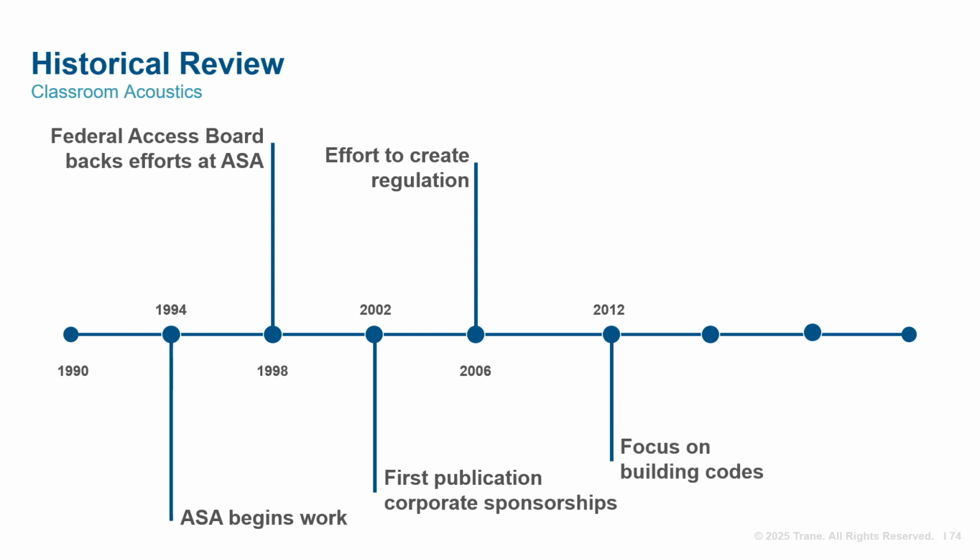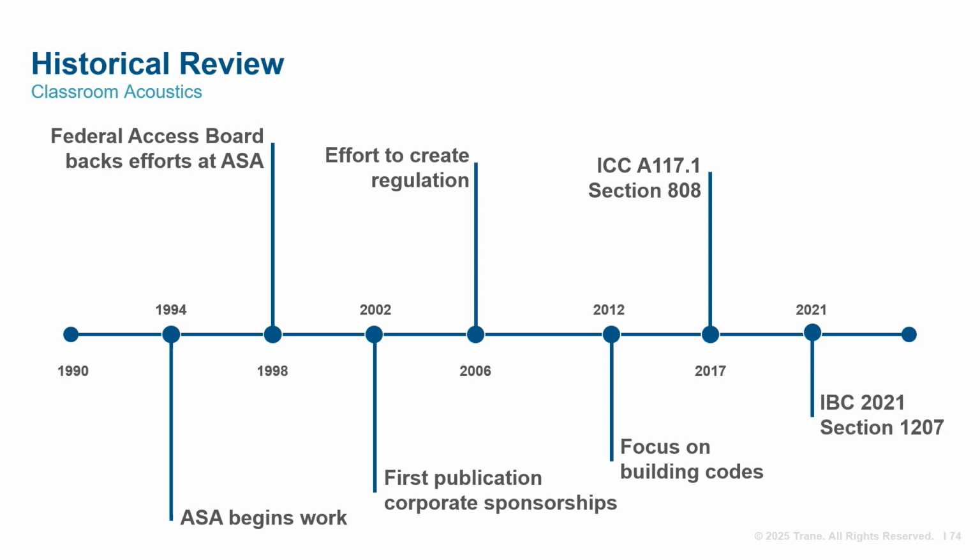In 2017, the core requirements from S12.60 were adopted in the International Code Council's Accessibility Code to provide requirements for enhanced classroom acoustics. More recently, these requirements were rolled into Model Building Code IBC 2021 to apply to all classrooms. This version of IBC is currently being adopted state by state, and some of you may have already run across this requirement filtering into your local building codes.